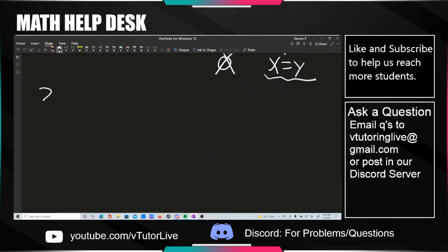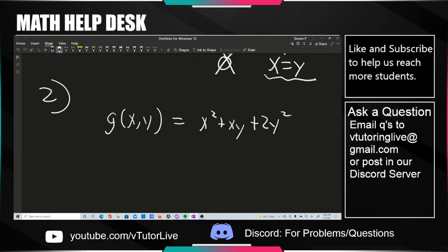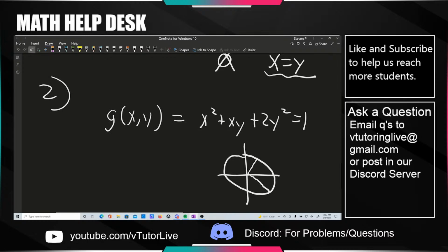Okay, so problem 2 is where things start to get really annoying. The constraint, which is g of x, y, is x squared plus xy plus 2y squared equals 1. And if you plot this on Desmos, I believe it looks a bit like a tilted ellipse. So you would kind of expect the shortest distance to be like there, and the longest distance to be like that. But at least when I took a glance at it, this one's kind of a pain in the butt to find. So first things first, what is the function you're trying to minimize or maximize?